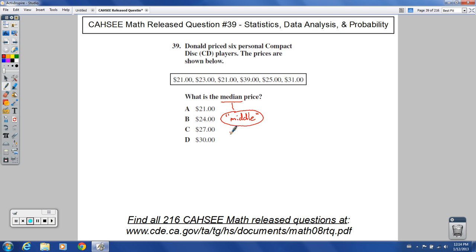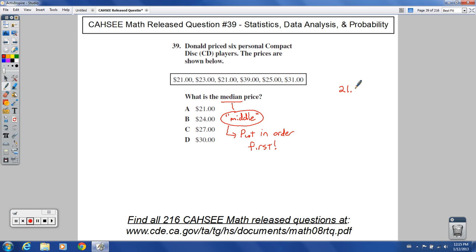You might be yelling at me right now, Mr. Wagner, put them in order first. And you would be right. You got to put them in order first. Make a little note of that. So median, when you figure out median price, you got to put them in order. It doesn't really make a difference if you put them smallest to highest or highest to smallest, but I'm going to go in ascending way, go from smallest to largest.